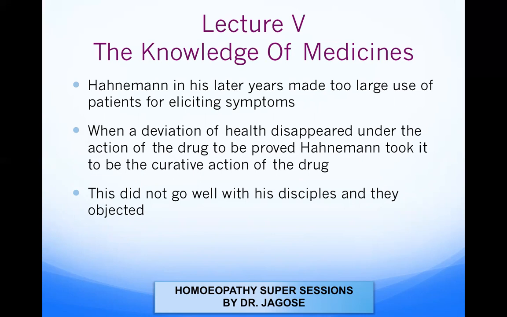So when Hahnemann, in later years, made use of many symptoms to elicit the drug proving, it meant this: a prover was so-called healthy, and say he had bronchial asthma, but at present he had no asthma, so he is considered healthy. When he took the drug and the bouts of asthma completely stopped, Hahnemann took it as a curative action of the drug. This did not go well with his disciples, and they objected.